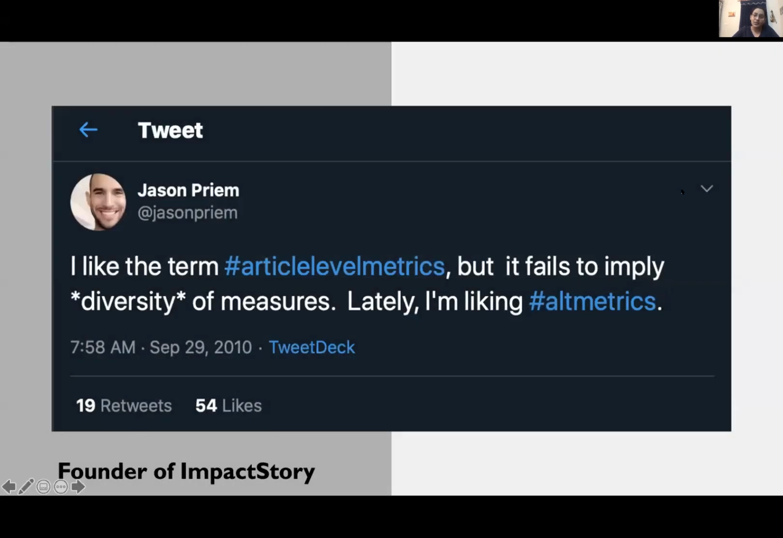So in this fast-paced world, we need a faster metric, and this term was coined by Jason Priem, who's a founder of Impact Story, one of the leading providers of Altmetric scores for individual researchers. And so this was way back in 2010, as you see, and it started with a tweet, rightly so, as we can think now.